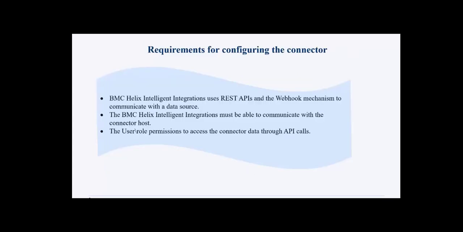So what are the prerequisites to configure any connector? As BMC Helix Intelligent Integration uses REST API and a webhook mechanism to communicate with the data source, the Intelligent Integration must be enabled to communicate with the connector host, user and role permissions. The REST API call will connect to the source using the given user and role permissions. As per the documentation, whatever permissions need to be provided for that role, you need to provide the roles and permissions for the user on the data source.